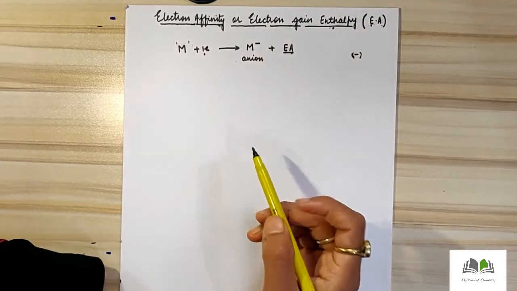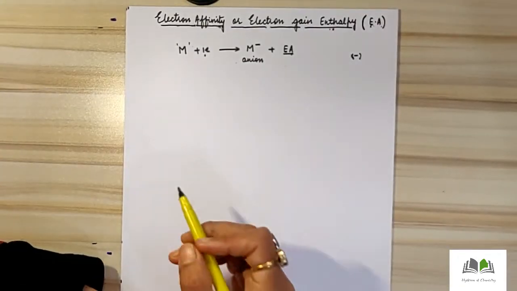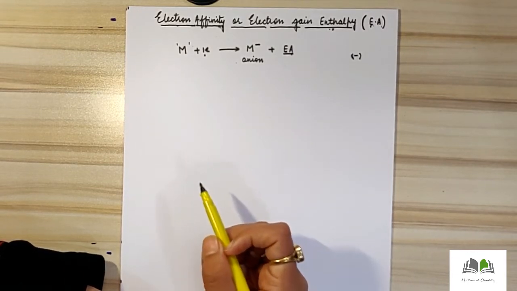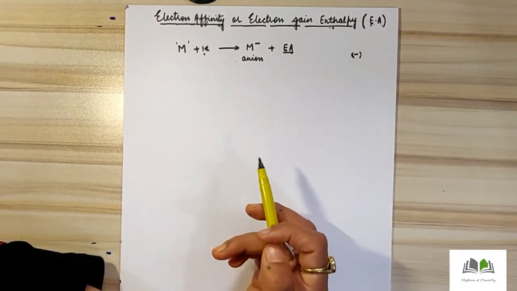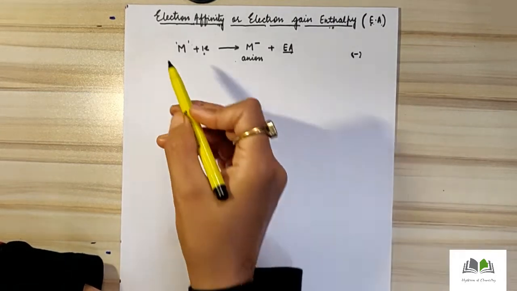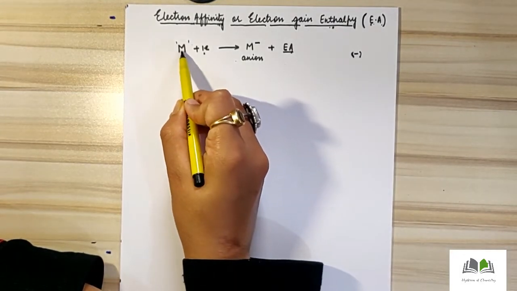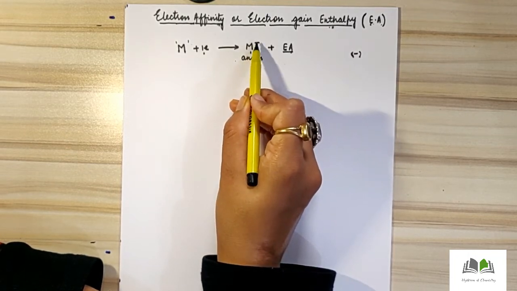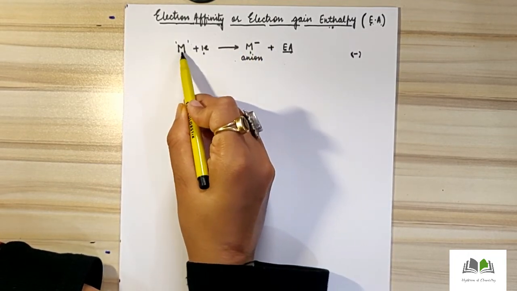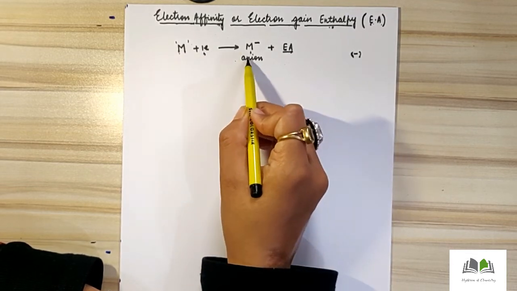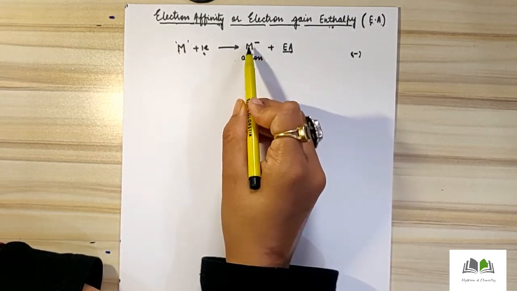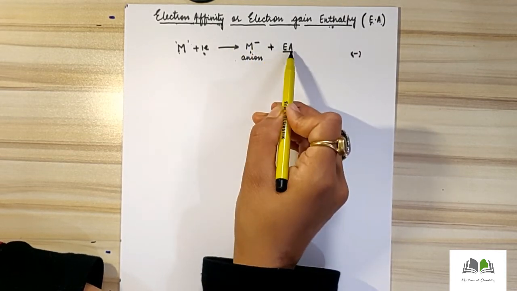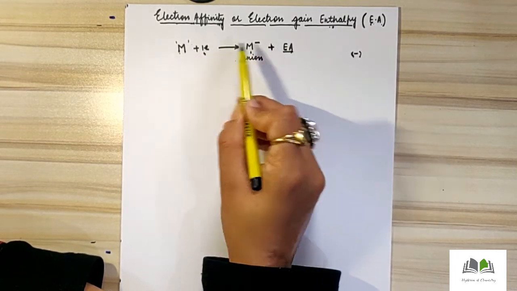Now, as in the previous video I have told you about ionization energy. What was that? That was the amount of energy required to remove one electron from an isolated gaseous atom. Now, similar to that, if we want to change an isolated gaseous atom to an anion, that is a negatively charged ion, by gaining an electron, the atom will gain an electron and change into an anion, and then after changing into an anion, a certain amount of energy will be given out in the form of heat energy by that atom.